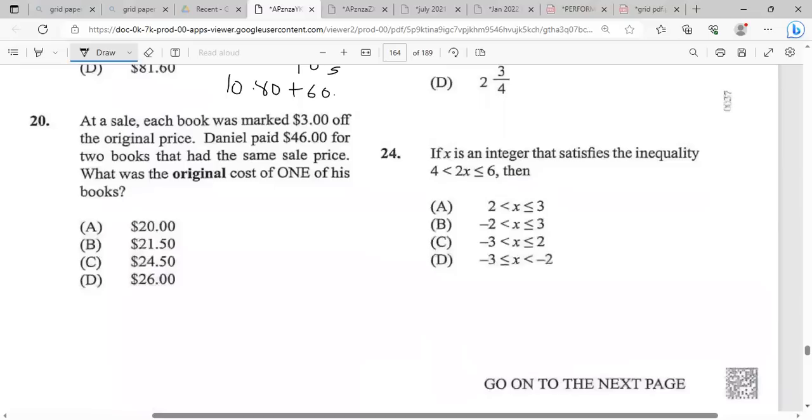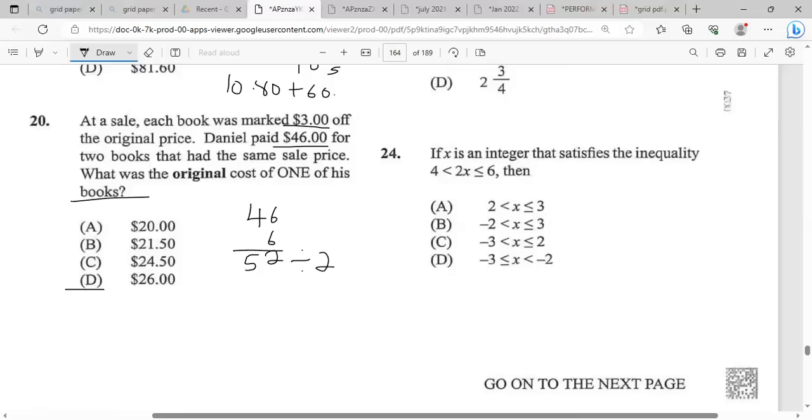At a sale, each book was marked $3 off the original price. Daniel paid $46 for two books that are the same price. I misread this once, you know. All right, so it means that it would have been a discount. The 46 means a discount. So before, it would have been $3 plus $3 because it's two books, so it's $6. So technically, it was 52. And look what them say. What was the original cost of one of his books? So the original cost before the discount would have been 52 divided by 2, which is 26.